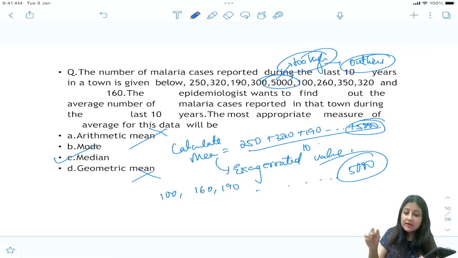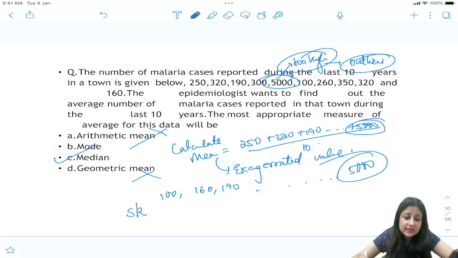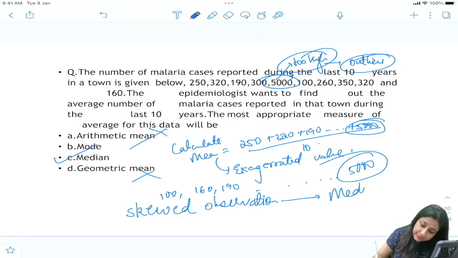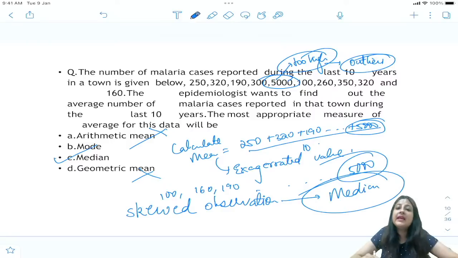Median. Alright, how can we say this in a different way? If you have skewed observations, please remember, the measure of central tendency would be median. And skewed observation means that outliers are present. Got it, everybody? Okay, very good, Rahul.